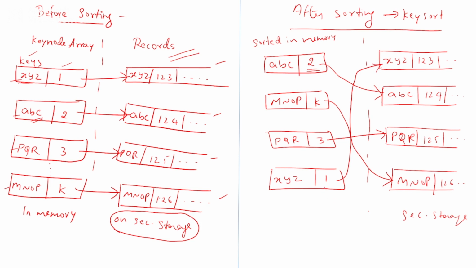So whenever we are using the pointers, there is no need to sort everything in the secondary storage. Instead, sort the smallest part that is stored in the main memory, and you can get the records using the pointers. So this technique we call the key sorting technique.